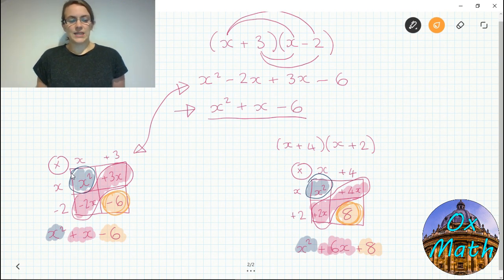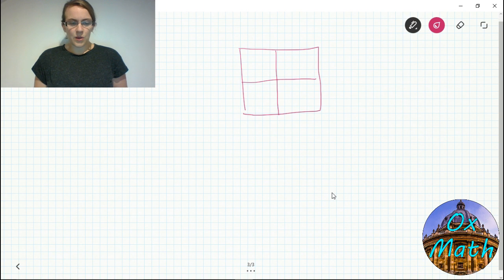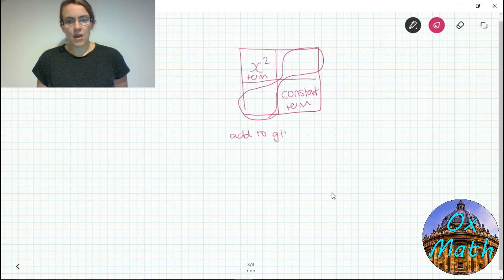Now we can use this idea to go the other way. So we know that if we were multiplying out the two factors of a quadratic, we would end up with an x squared term in the top left box, so our x squared term would be here, and we would end up with a constant term in the bottom right hand box. And then we know that these other two terms will both be x terms, and they will add to give the x term. So we can use this when we know what the quadratic is and we're trying to find out the factors. We can fill in the parts of the grid that we know and then use that to try and find out what goes on the outside, so try and find the factors of the quadratic.